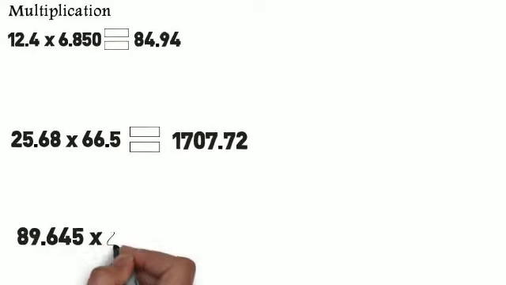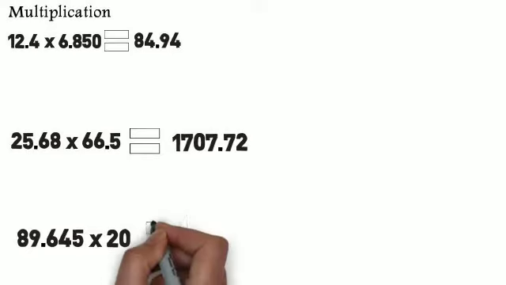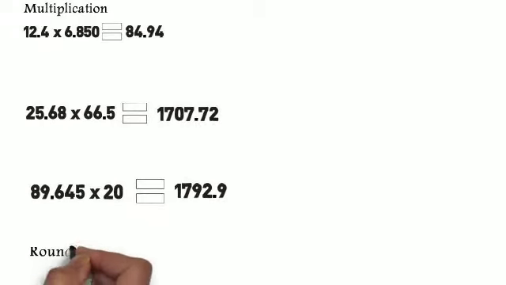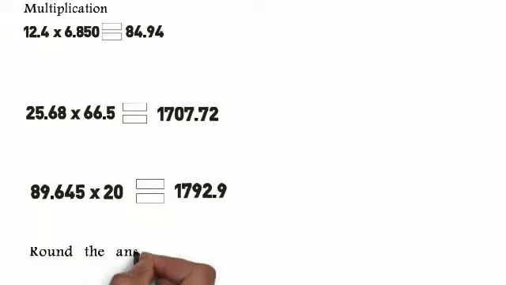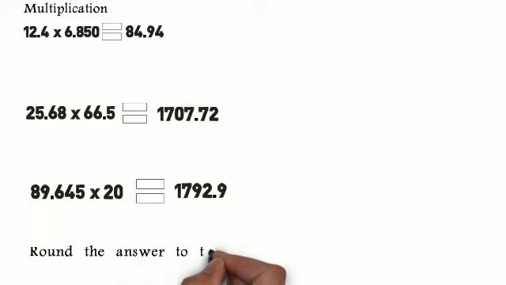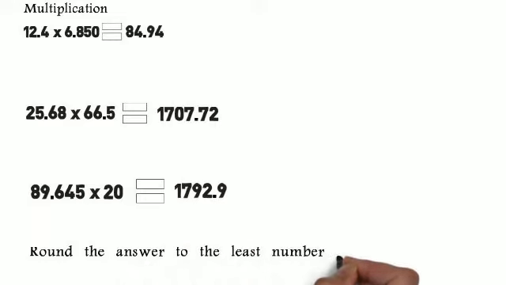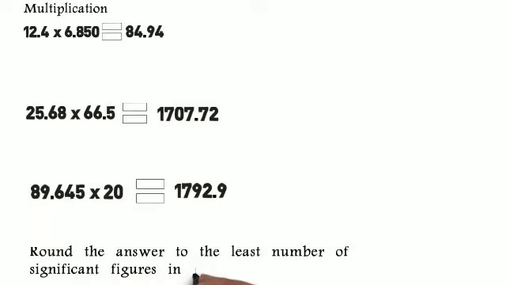We would take 25.68 times 66.5, that'll give us 1,707.72, and 89.645 times 20 gives us 1,792.9. Now, when using significant figures, what we want to do is round the answer to the least number of significant digits or figures in the problem.